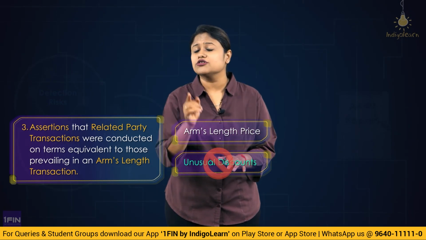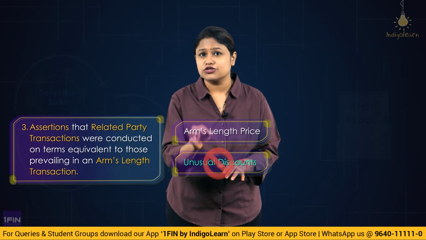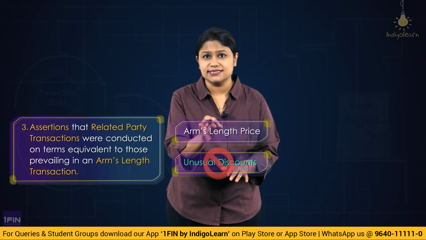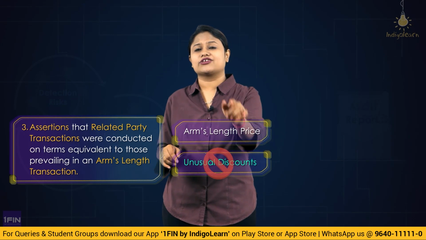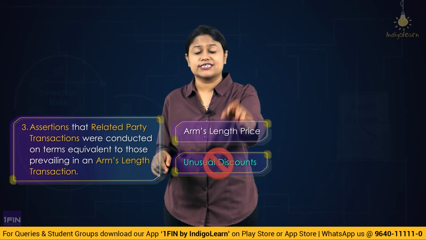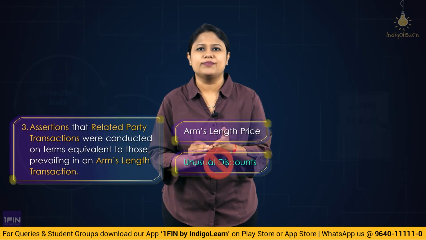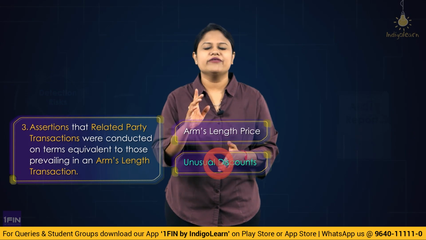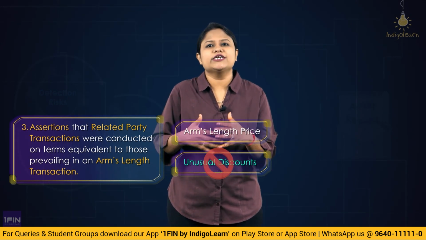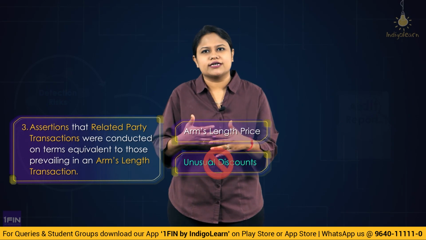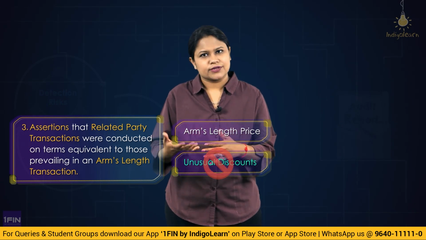Just don't listen to the management. You have to actually understand, by obtaining sufficient appropriate evidence, that when a related party transaction has been entered, that transaction actually happened at what? ALP, arm's length price. Very, very important. So this is what we talk about in the auditor's response to the assessed risk. We broadly discussed three responses.